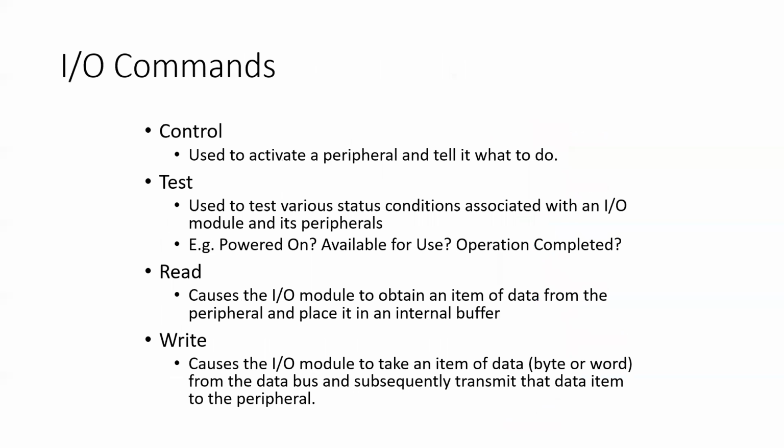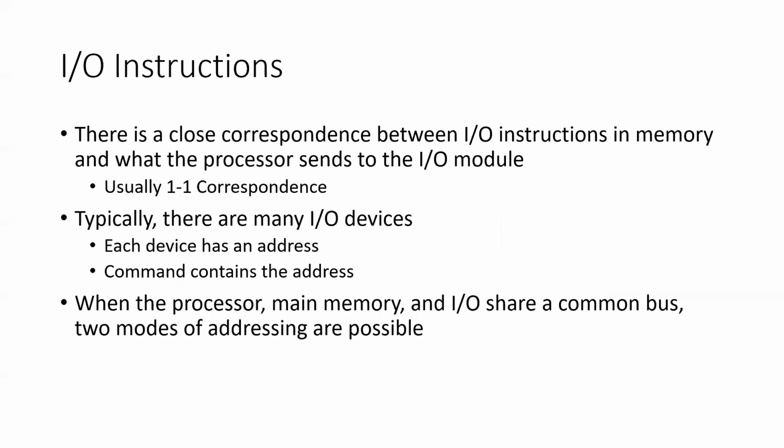So different commands: control is used to activate the peripheral and tell it what to do. Test is used to test various status conditions. Is it powered on? Is it available for use? Have we completed our operation already? Read causes the I/O module to obtain an item of data from the peripheral and place it in an internal buffer, so getting input. Write causes the I/O module to take an item of data from the data bus and transmit that data item to the peripheral. For example, display a character on the screen.